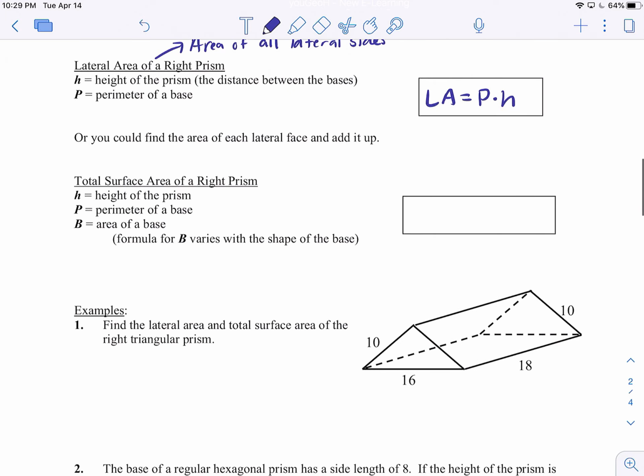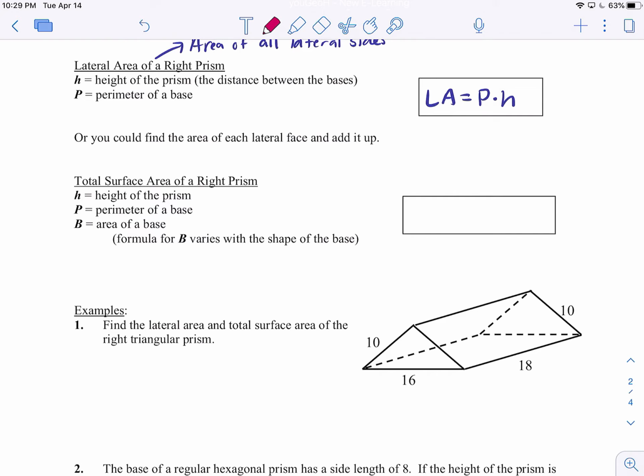And so for our symbols over here, we are going to talk about our prism has a total height. That's the distance from base to base. And then each base has a perimeter. And then we are going to let capital B represent the area of the base. Now, this is important. The formula for B varies depending on the shape. That's why we keep it really general. If it is a rectangle, we can do area as base times height. If it's a triangle, you're going to have to use different triangle methods. Same for other types of polygons. But it boils down to this.